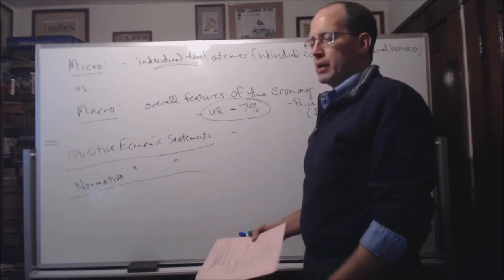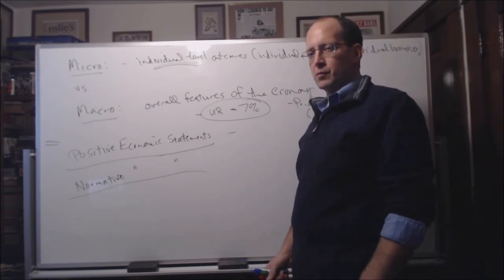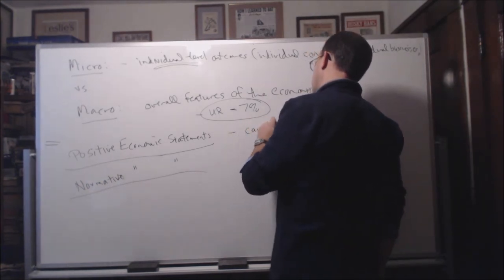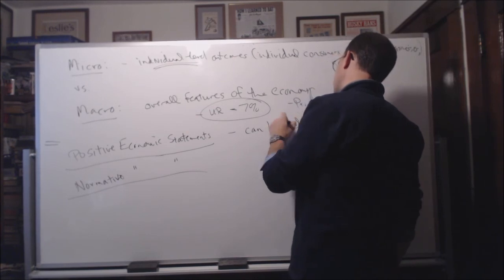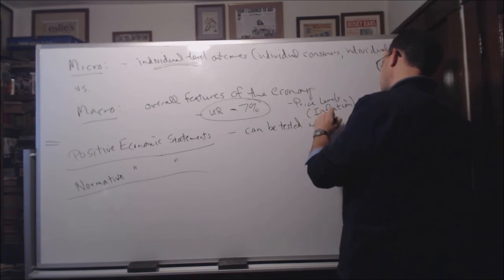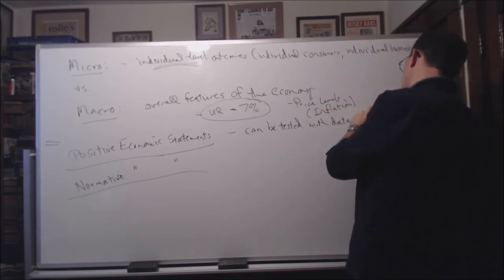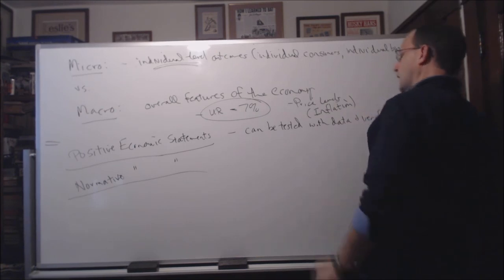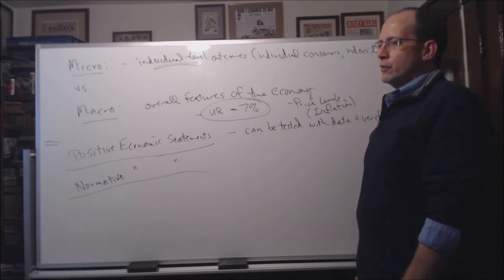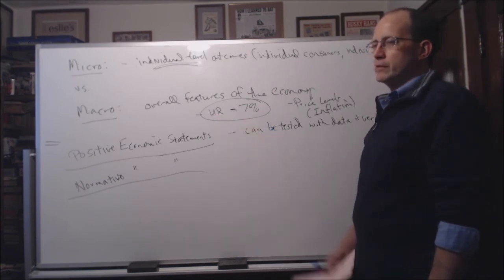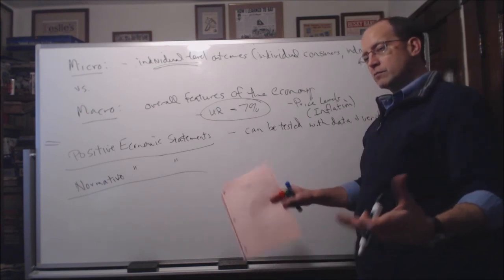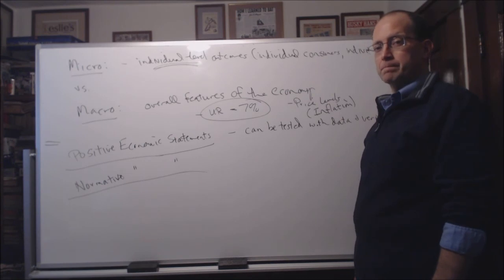Econ is really good at making positive statements because they are testable. So these are statements that can be tested with data and verified or proven false. They can be tested with data and verified or made clear that it's not correct. So, for example, if I tell you the unemployment rate is 7%, then we can use data based on our definition of an unemployment rate, and we can see if that's true or not.